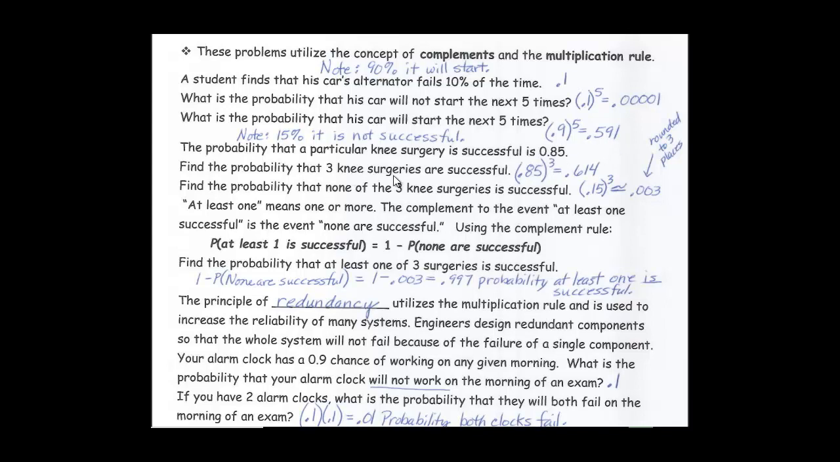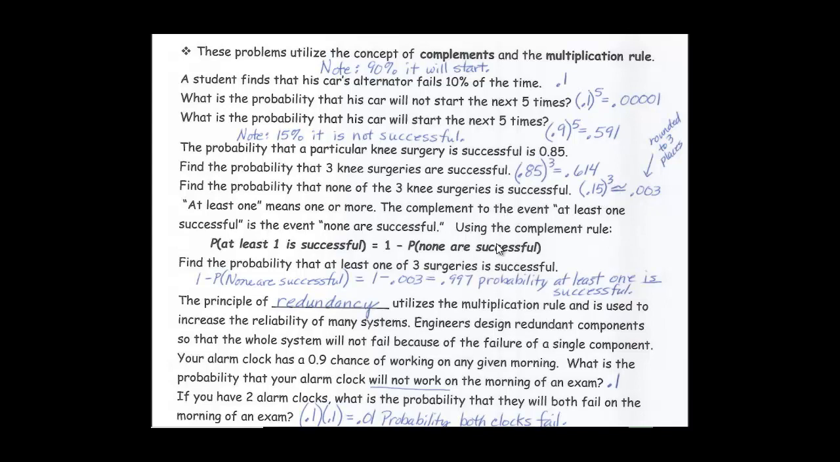Okay, the next one, we're looking at a knee surgery. The probability that a particular knee surgery is successful is 85%. I'm noting that the complement of that is 15%. Just kind of be on the ball here. Find the probability that 3 knee surgeries are successful. Each surgery is a separate event, each of them having the probability of 0.85. So we'd say 0.85 to the 3rd power. Find the probability that none of the 3 surgeries is successful. That's the complement, not successful. Each surgery is a separate event, so that'd be 0.15 to the 3rd power.